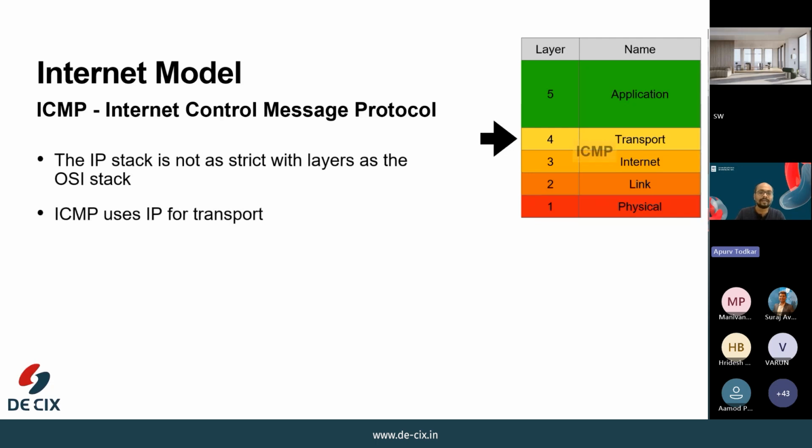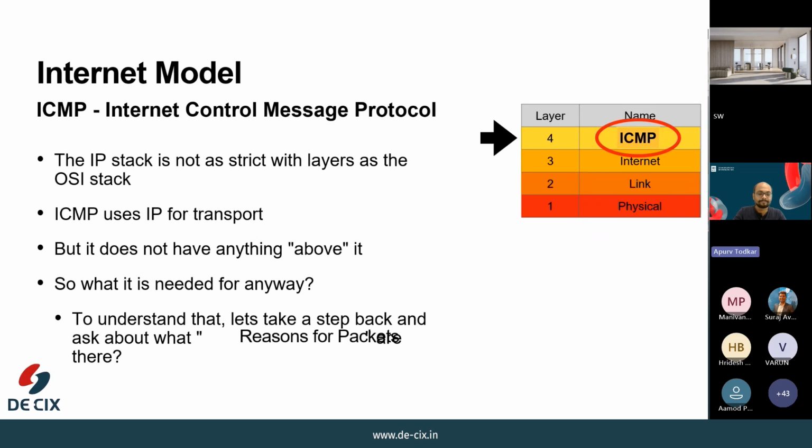Now keep in mind that the IP stack is not as strict with layering as the OSI model. If you remember, I had introduced both the OSI stack and the IP stack in the second video of this series in the networking basics. ICMP uses IP for transport, meaning it is encapsulated within IP packets. However, it doesn't sit above the transport layer. In fact, there's nothing above ICMP in the stack. So it's often considered to operate alongside within the network layer.